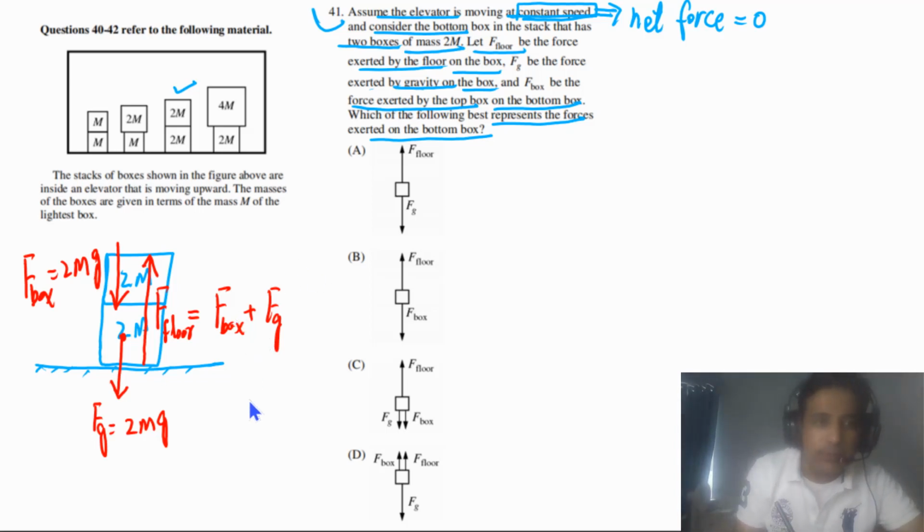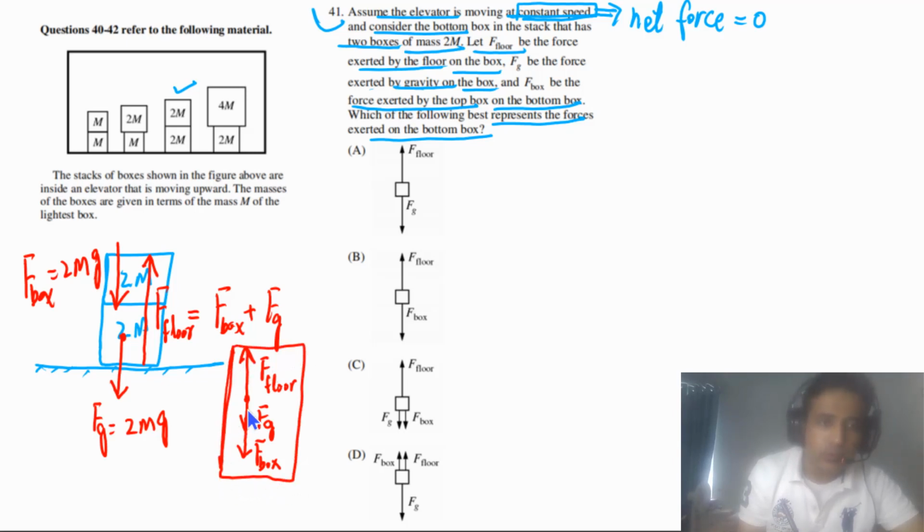So if you have this understanding, we can redraw the diagram. F floor is pushing this box in the upward direction, and there is the force of gravity acting down, and also there is the force by the top box that is also acting in the downward direction. So this is our free body diagram. These are the forces acting on the bottom box.